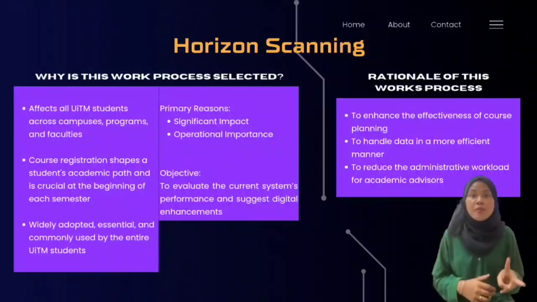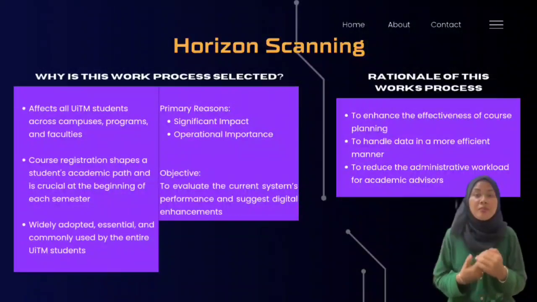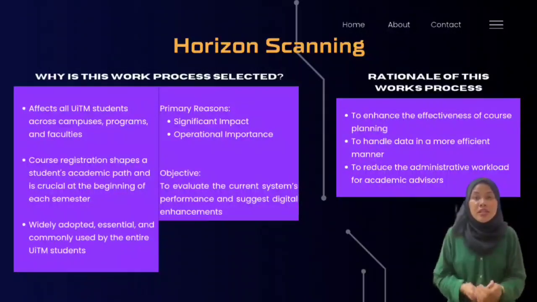There are two primary reasons why this process was chosen for evaluation. First, its significant impact, because it directly influences the academic success and satisfaction of the entire student body. Second, its operational importance, because without a functioning registration system, academic activities cannot begin. It is one of the most frequently used digital platforms in UiTM alongside LMS tools like UFuture.